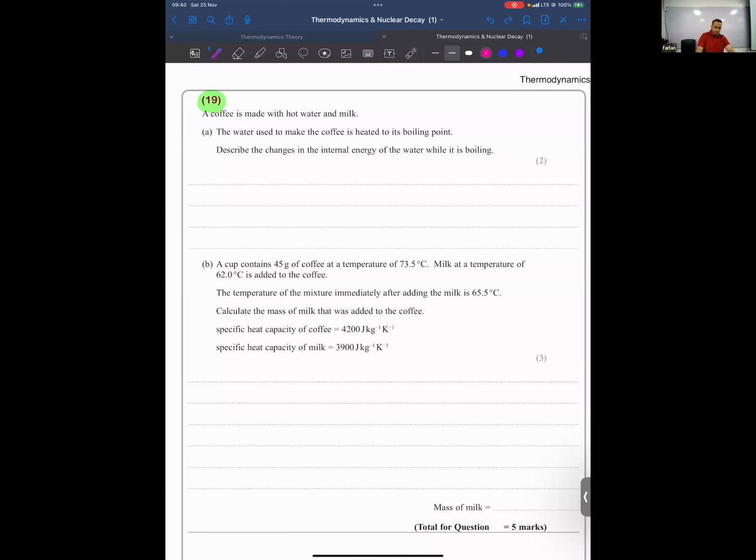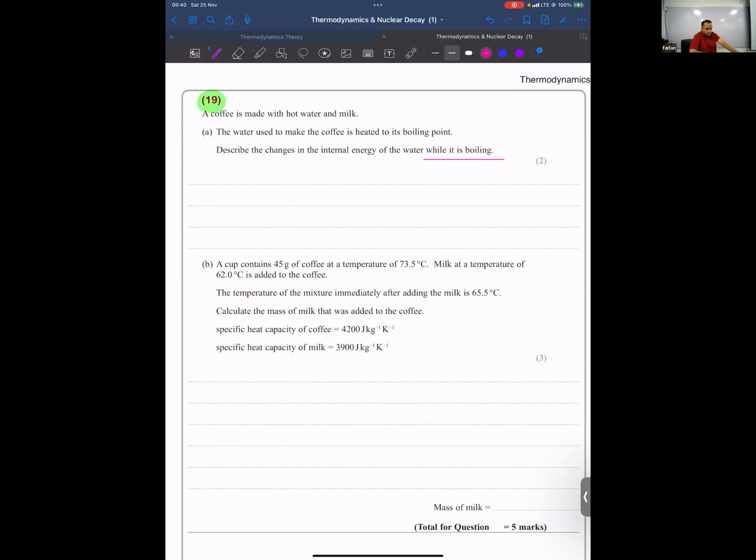So guys, while it is boiling, will the temperature increase? Boiling happens at what temperature? 100 degrees Celsius. It doesn't increase until the boiling is complete. Until the boiling process completes, the temperature will remain at 100 degrees Celsius. Now we know that the mean kinetic energy of the molecules depends on the temperature. So if the temperature remains constant, the mean kinetic energy of the molecules will not change.